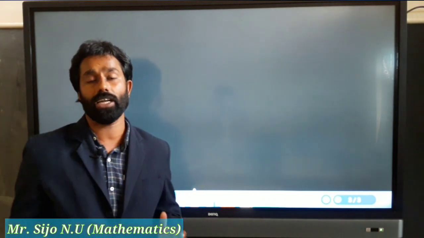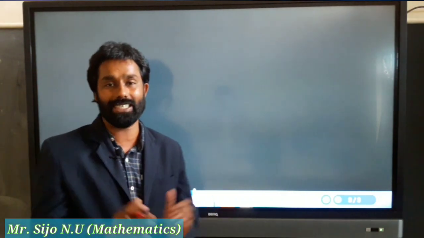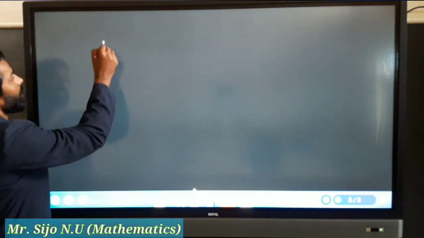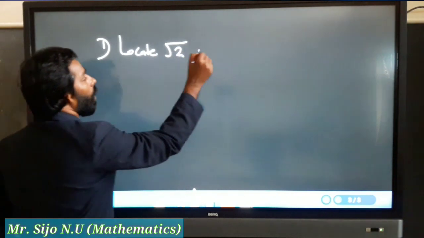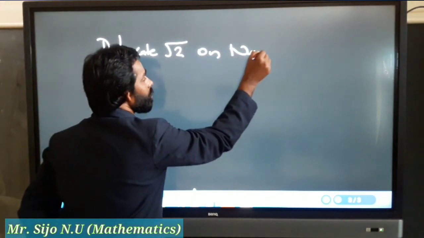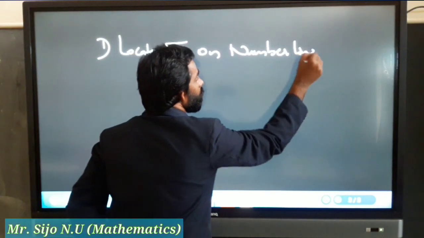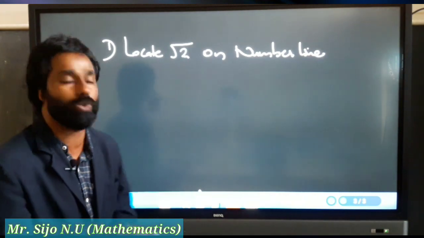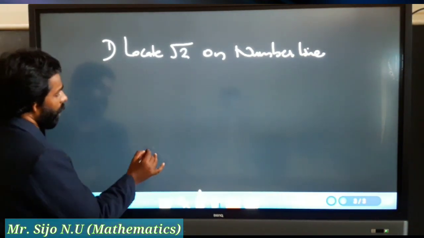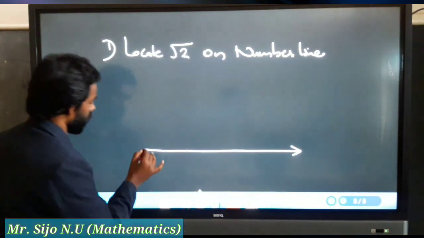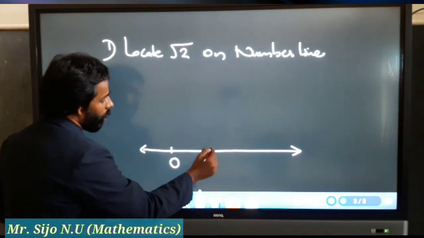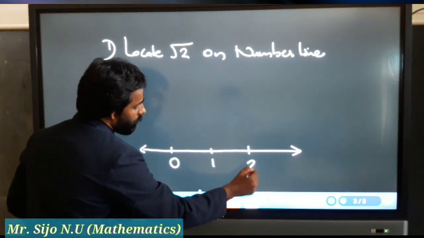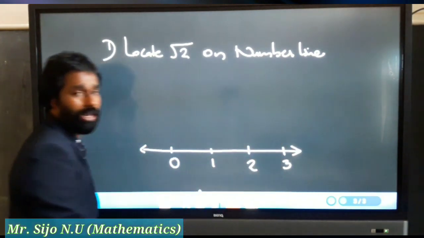For that we have to consider an irrational number. Yes, we can consider √2. So here is a question: locate √2 on the number line. That is our task. Let us see how to solve this one. For that, first we have to draw a number line. Now we can mark here 0 and 1, 2, 3, etc. Here is the number line.